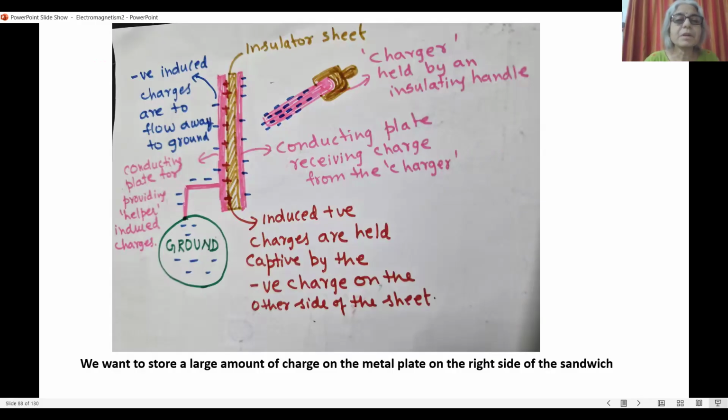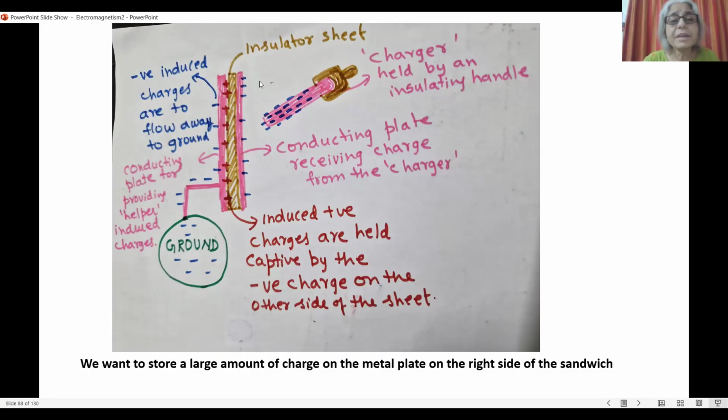So we set up a mechanism here. Look at the sandwich. In between, I have an insulating sheet. On either side of this insulator, I have two metal sheets. We can think of them as copper sheets. And the sheet on the left is connected through a copper wire or any other metal conducting wire to the ground.